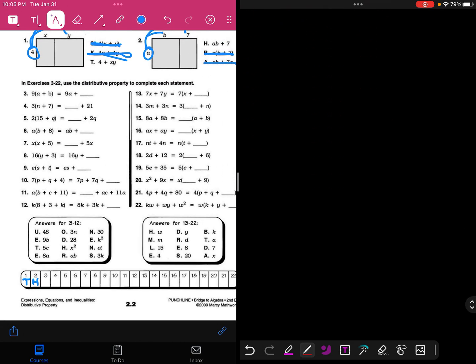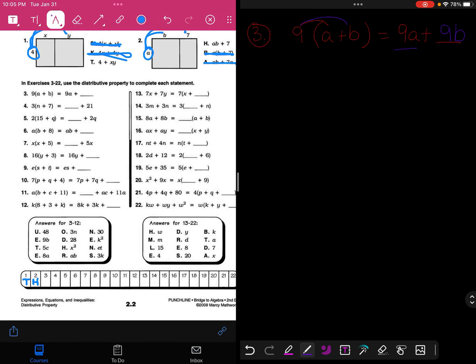All right, let's look at number 3. We're going to do a few of these together so you have an example to go by. So number 3, we have 9A plus B equals 9A plus blank. So if we were to distribute that out, 9 would go to the A, which we already have right here. And then we have A going to the B, so that would be 9B.